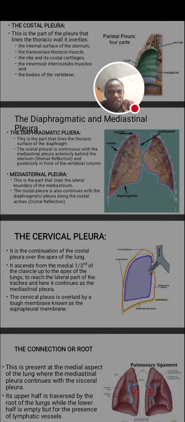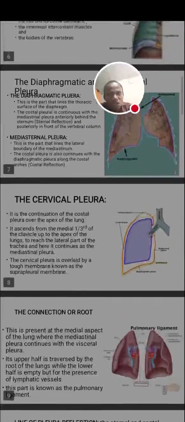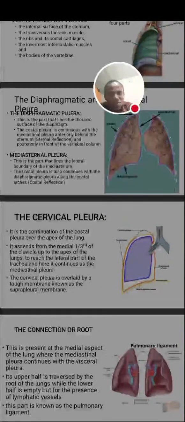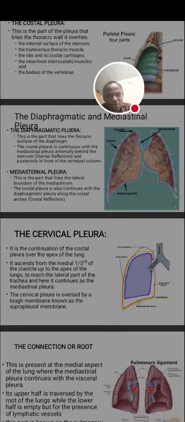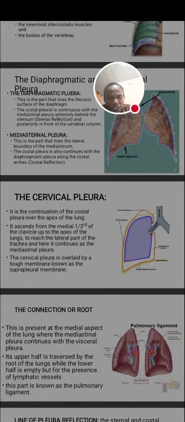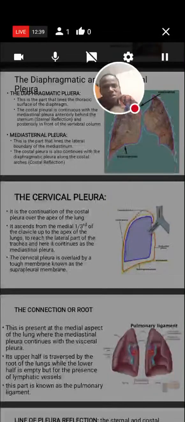Now the cervical pleura. This is very important. It is a continuation of the costal pleura. So you have the diaphragmatic pleura, from there the mediastinal pleura, where you can have costal and lateral. Let's move on. It ascends from the medial one-third of the clavicle up to the apex of the lungs to reach the lateral part. I hope the message box is open.